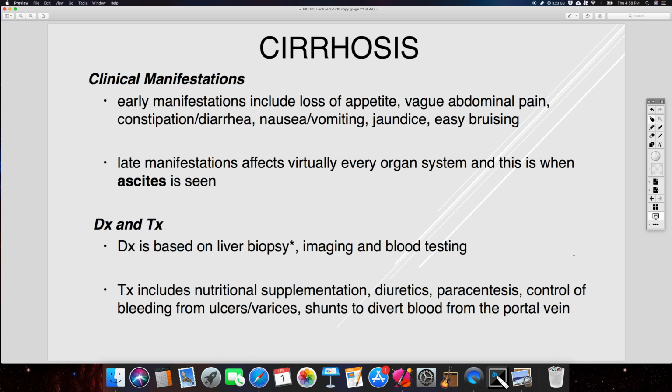So for diagnosis, liver biopsy is confirmative. Imaging: CT scans, MRI, and blood testing to check liver function. As far as treatment: diuretics, paracentesis to try to remove fluid, shunts to divert blood from the portal vein, which I'll show why that's important in a second, and also nutritional supplementation because they're quite compromised nutritionally.